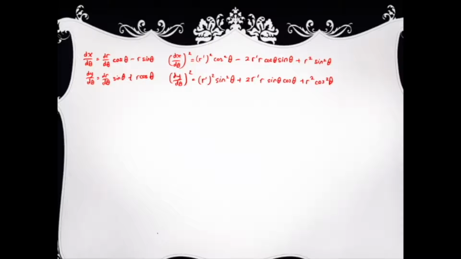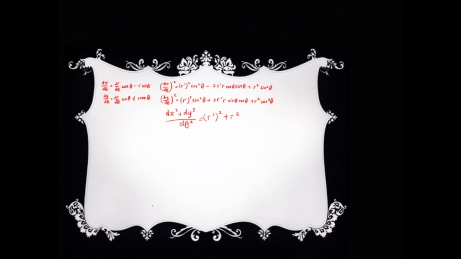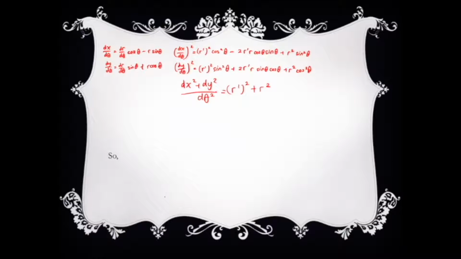If we add these two quantities, we get that (dx/dθ)² + (dy/dθ)² is equal to r′² + r². This gives us the final equation: arc length is equal to the integral from θ1 to θ2 of the square root of r′² + r² dθ.